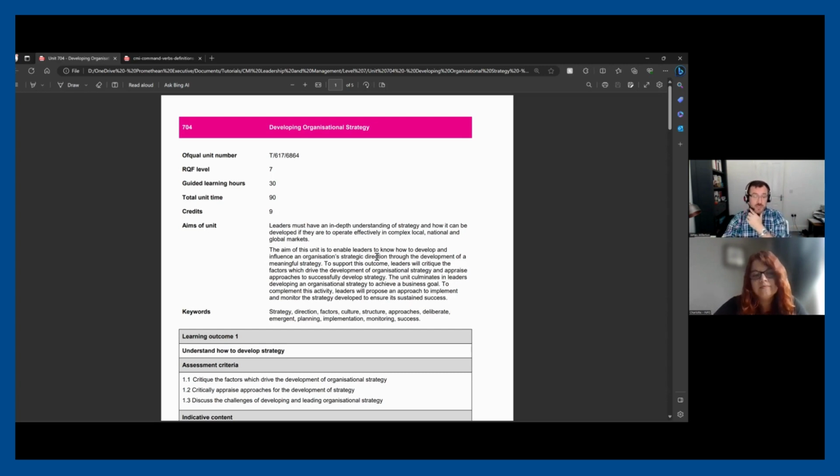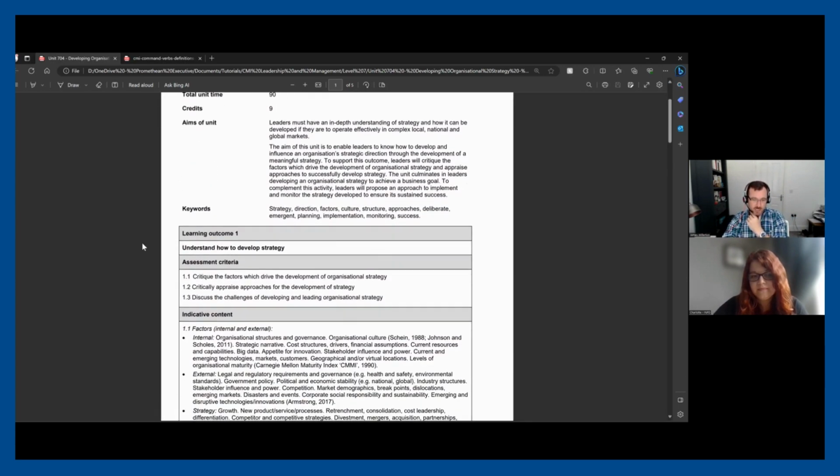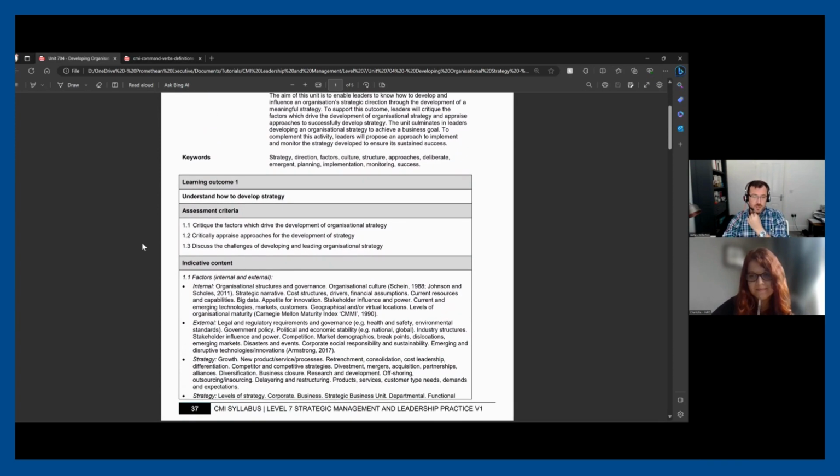The first learning outcome is to understand how to develop strategy. This is the base camp stuff. The first question is to critique the factors which drive the development of organizational strategy. What we're looking to do here is first to identify what some of those factors might be, and the indicative content in the unit synopsis suggests we break that up into internal and external factors, and it gives you a load of different examples.